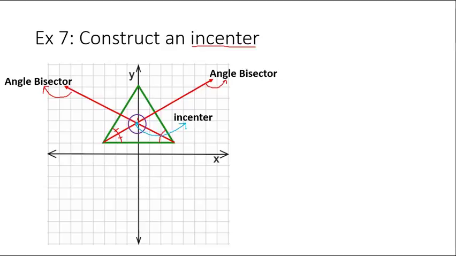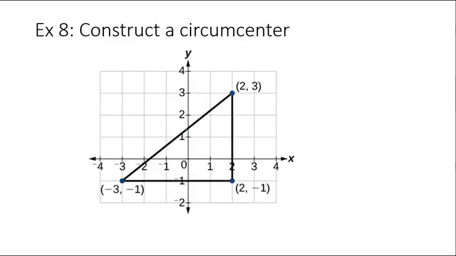Okay, so example 8. So we're going to construct a circumcenter again here. So for the circumcenter, we use two of the sides. So we're going to use this side here, and then this side right here. So again, we're going to find the midpoint. So if I look at this side right here, this has a length of 5.